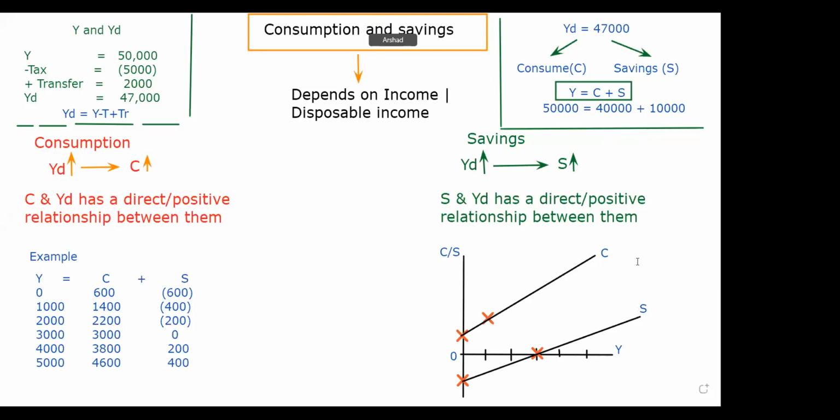So remember, both of these will be upward sloping, because when your income increases, both these values are increasing. So positive relationship, it's increasing. But your consumption will start from a positive value, that is plus 600 in my example, and savings will start from a negative value, minus 600. It doesn't have to really be parallel. There is no need for that. It can be parallel, it might not be parallel. There is no need for it to be parallel, okay?